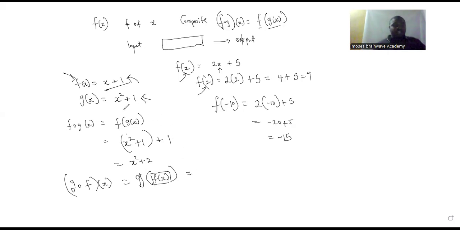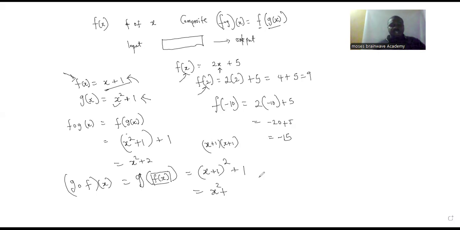So my g of x was x squared, and instead of x, I'm going to put the whole of f of x. My f of x is x plus 1. So I have x plus 1 all squared, then plus 1. So I'm going to do the algebra here. I'm going to get x squared plus, because this simply means x plus 1 times x plus 1.